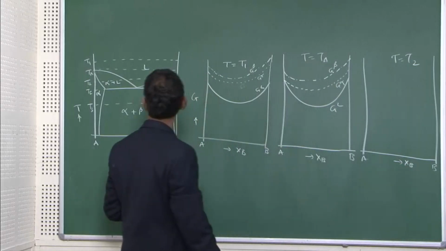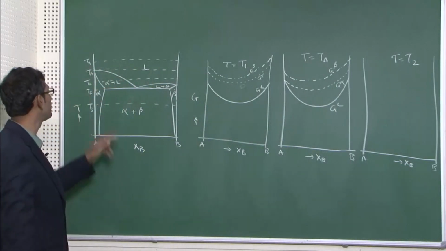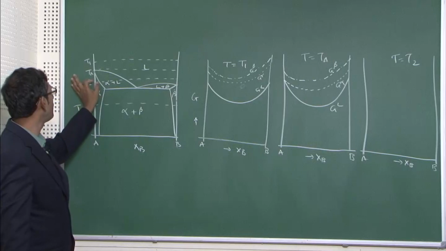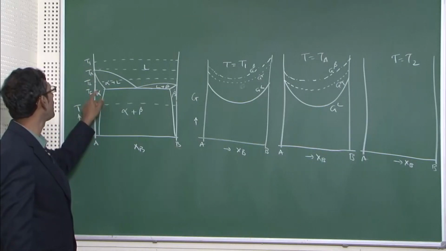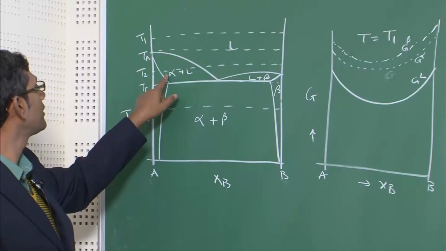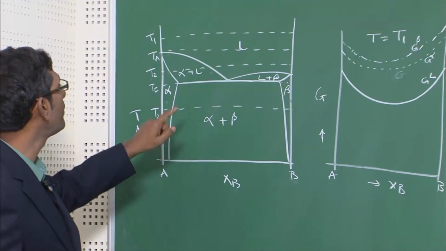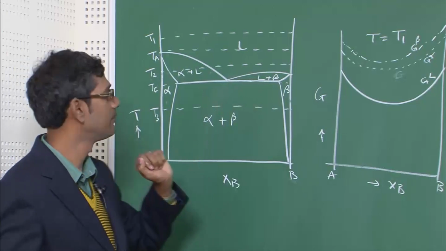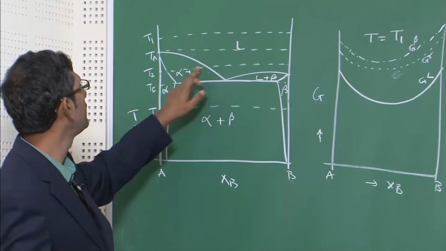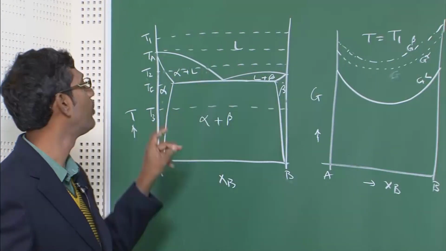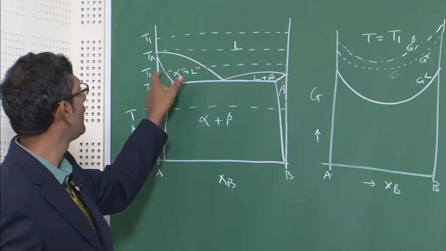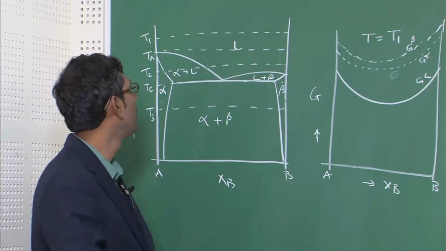So at T2 you can see this is the most complex situation. At T2 there is a composition range in which pure alpha is stable, there is a composition range in which alpha and liquid is stable, and there is a composition range in which liquid is stable. So there are 3 domains: pure alpha, alpha plus liquid, and liquid. So how to do that?